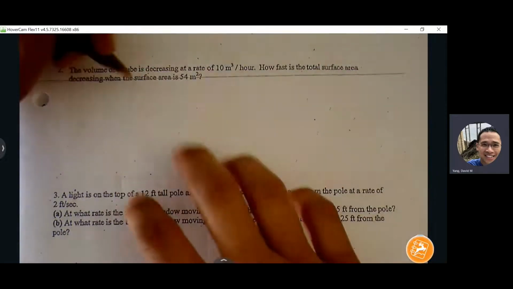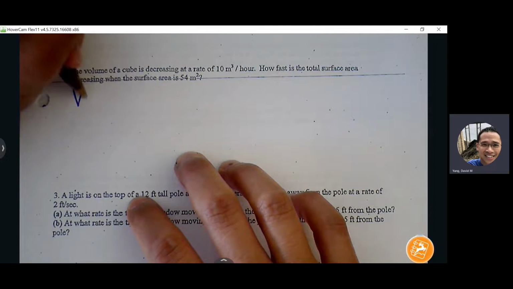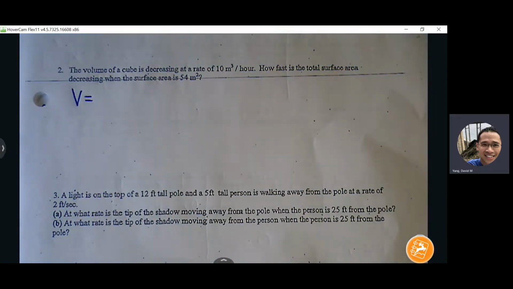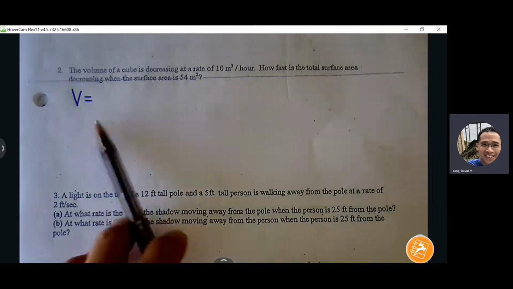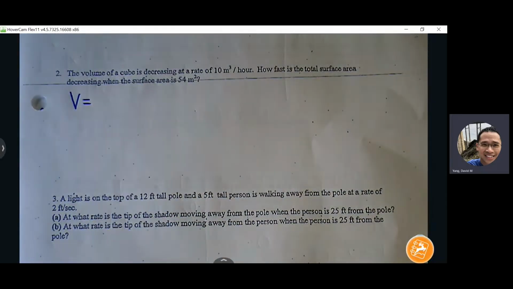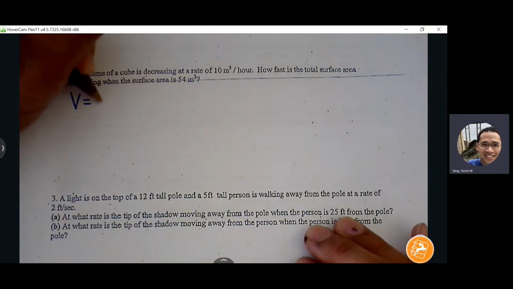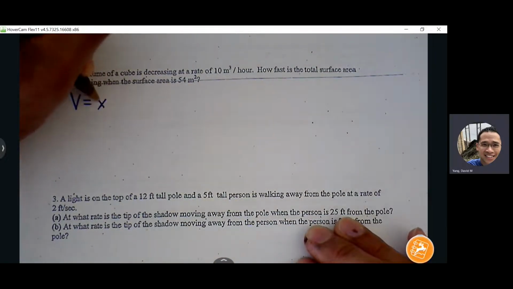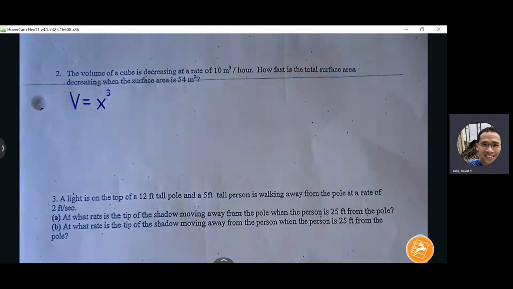All right, so let's build our formulas here. We're talking about volume and surface area of a cube. What do you know about a cube? It has 6 sides, with each side having a surface area of x squared. But the volume is x cubed, because the length, width, and height are all the same. Volume is 3-dimensional, length times width times height. If I call x the length of one side, x times x times x will be my volume for my cube.